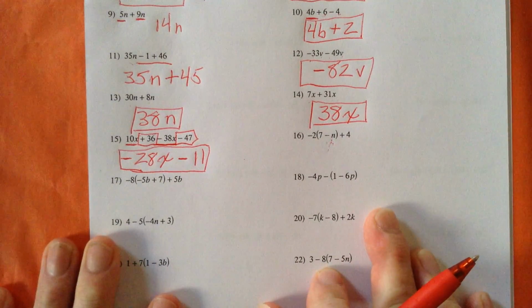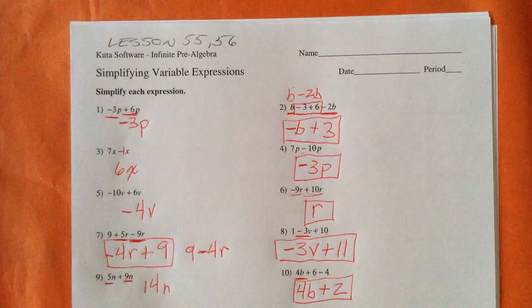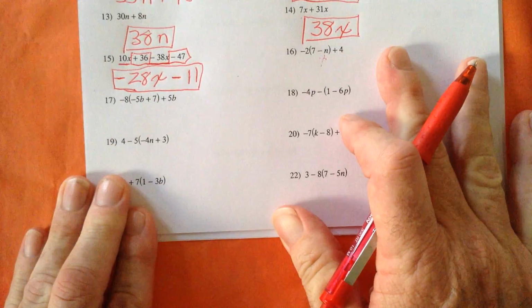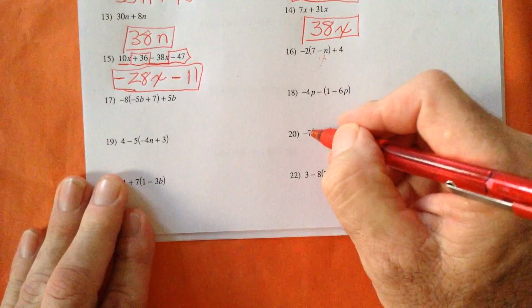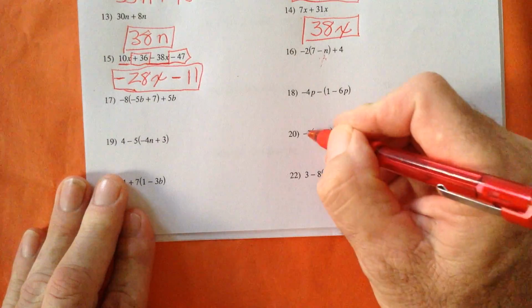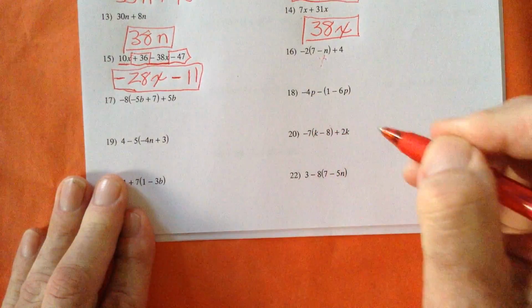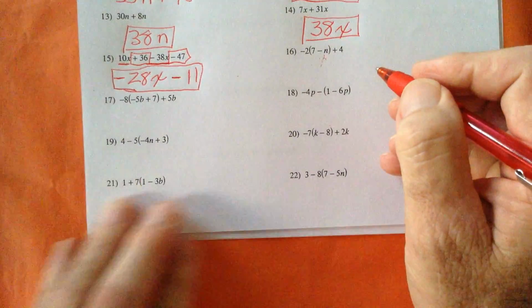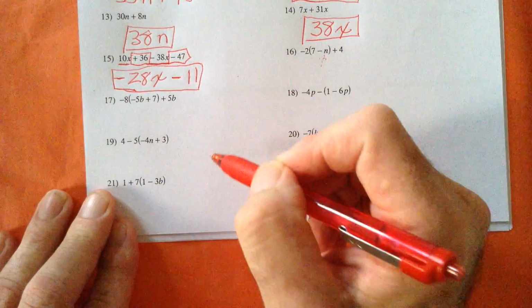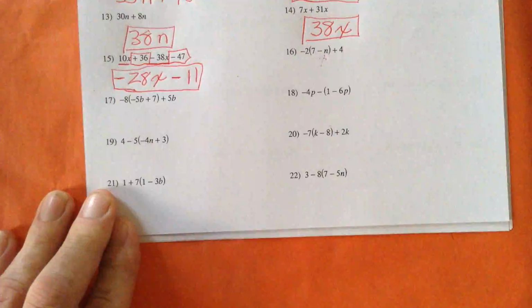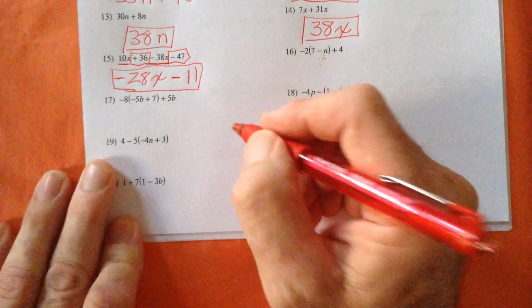Okay, this is continuing lessons 55 and 56. But in lesson 57, you learned how to do the distributive property, how to multiply these parentheses out. Okay, let me start one with a little bit of room. Let's go to number 19 here.